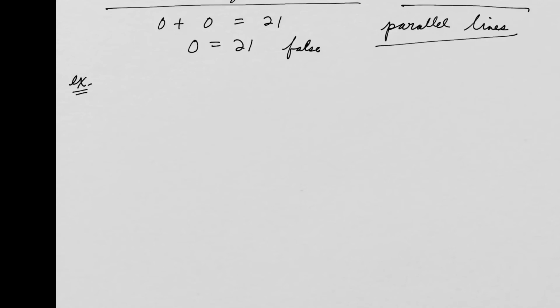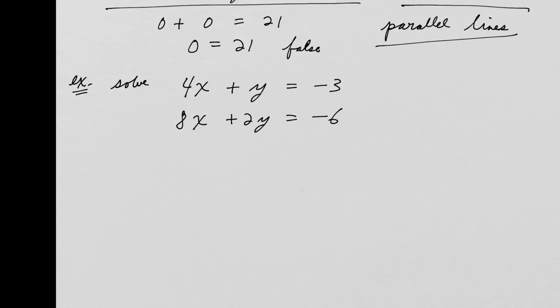So let's say this is your system that you want to solve. 4x plus y equals negative 3, and then 8x plus 2y is equal to negative 6. Okay, choose a variable to eliminate. In this case, let's say we want to eliminate the y's.